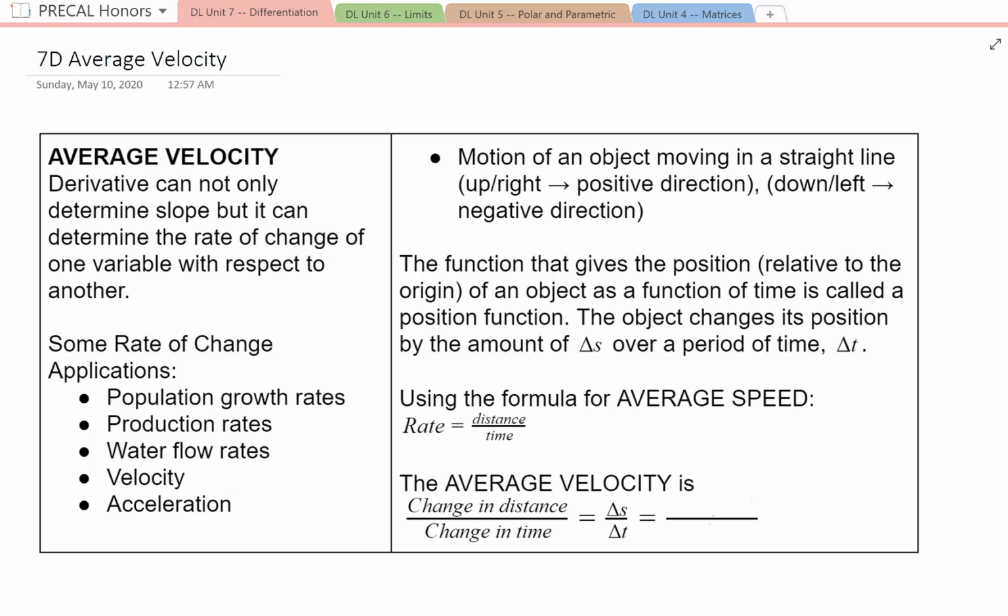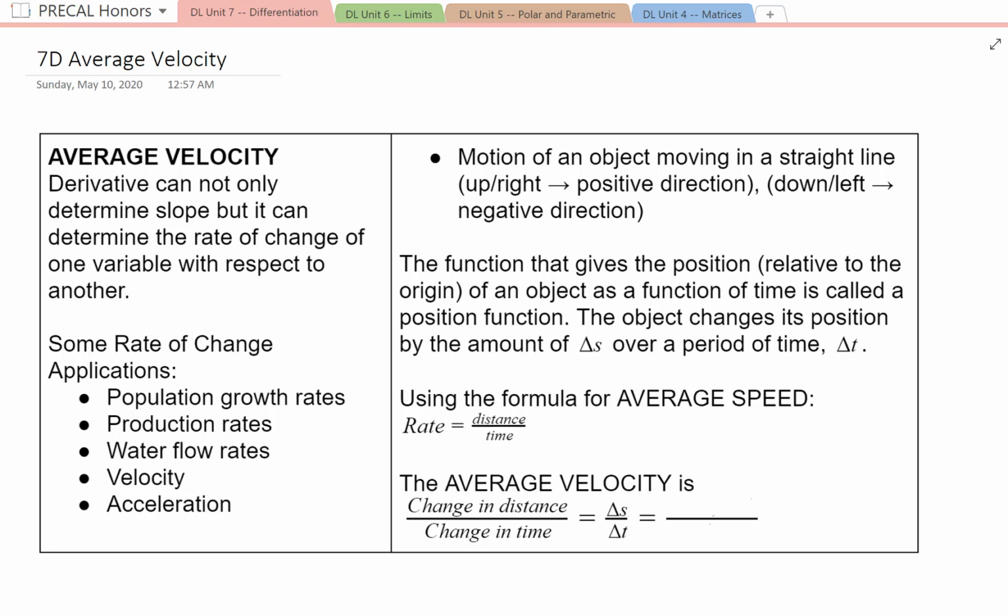If the motion of the object is up or to the right, then that means it's going in a positive direction. But if it happens to be down or to the left, that means it's going in a negative direction. The function that gives the position relative to the origin of an object as a function of time is the position function. The object changes its position by the amount of delta s over a period of time delta t.